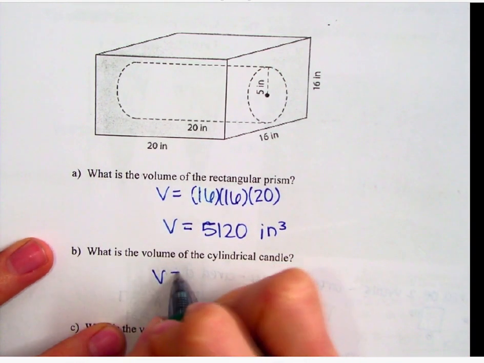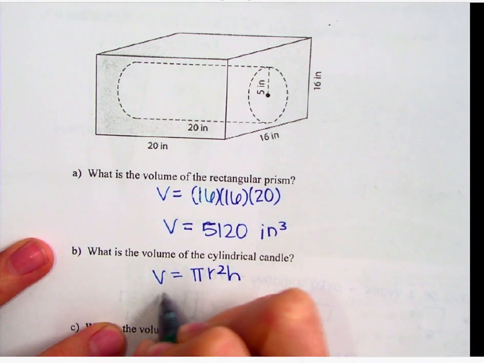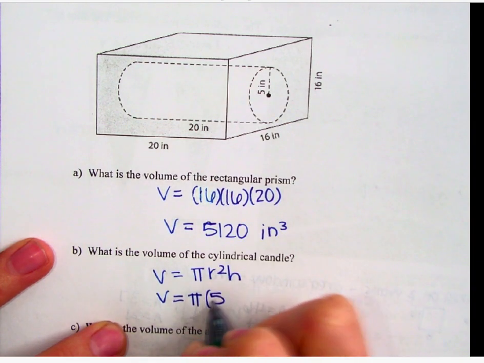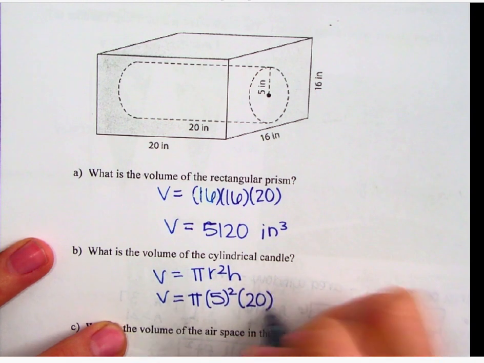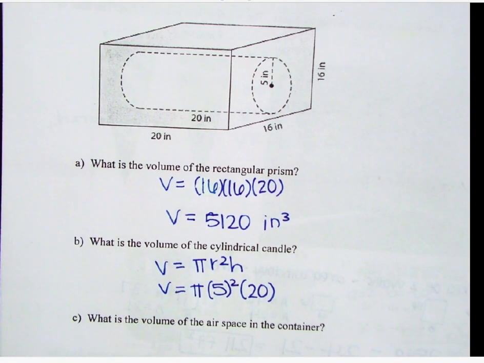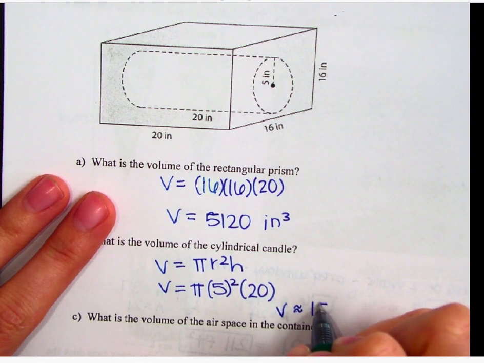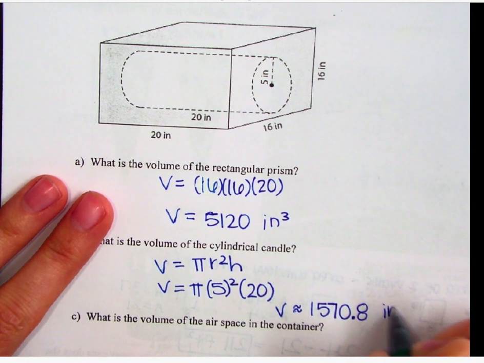Then we're going to find the volume of the cylindrical candle. Using our formula for volume of a cylinder, we have very clearly that the radius of our cylinder is 5. The height of the candle is 20. So putting that into the calculator, pi times 5 squared times 20 is about 1,570, I'll round to say 0.8 cubic inches.